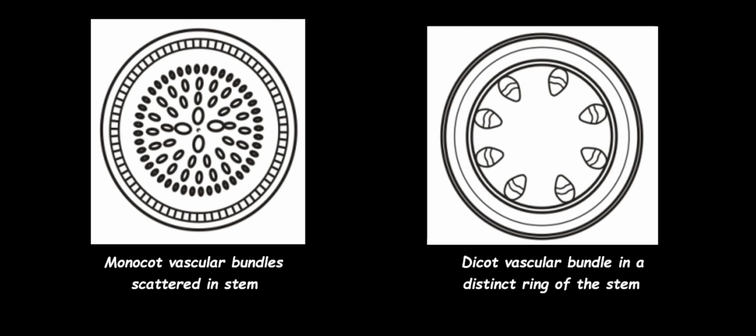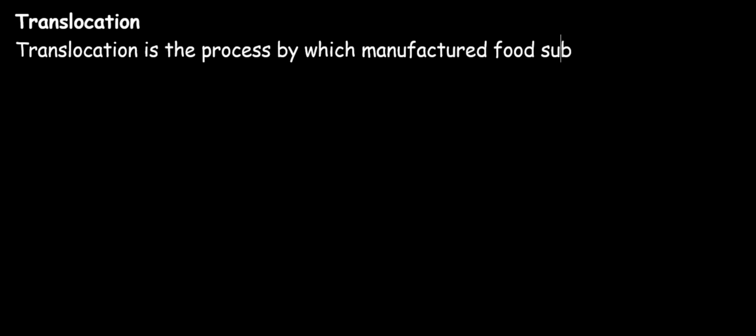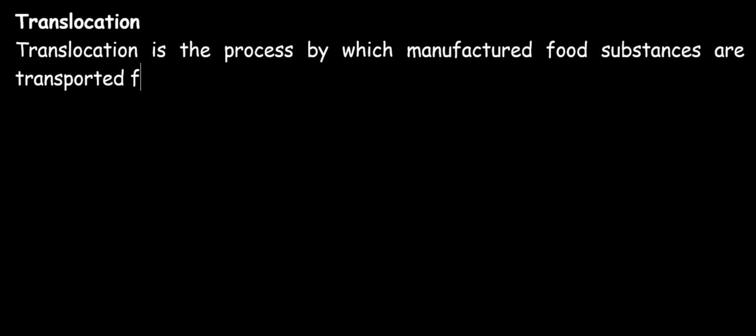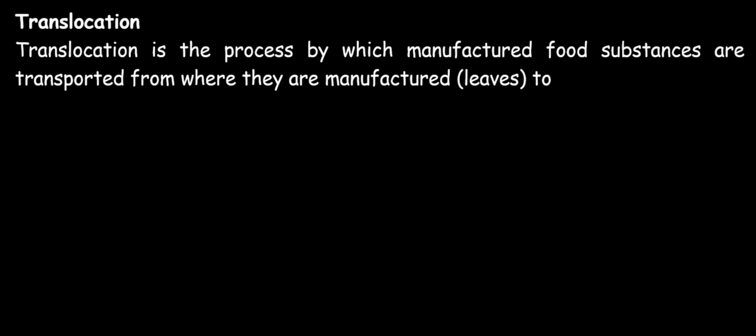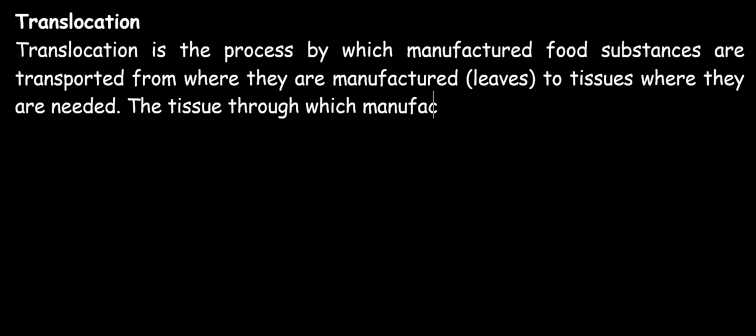So now we'll be talking about translocation briefly. What is translocation? Translocation is the process by which manufactured food substances are transported from where they are manufactured, which is the leaves, to tissues where they are needed. The tissue through which these manufactured foods are transported is known as the phloem.